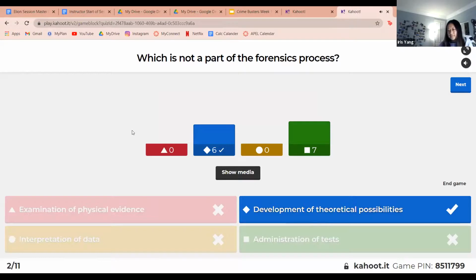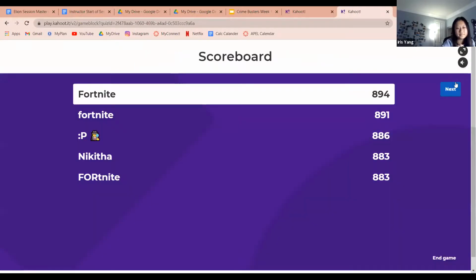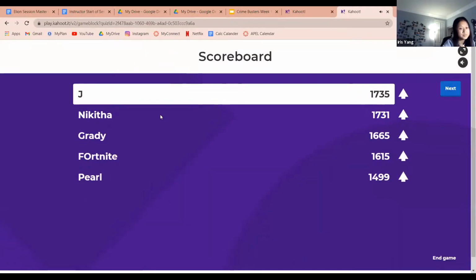Okay. So technically, development of theoretical possibilities is not a part of the forensics process. You may be thinking that's making hypotheses, but that's more of an educated conclusion, and you're not trying to guess some random thing and hope that's the answer you get. But administration of tests is definitely a part of the forensics process. We want to see reactions and stuff, and that's definitely something we want. So yeah, theoretical possibilities is not one of them. Okay. Oh, Jay. Okay.